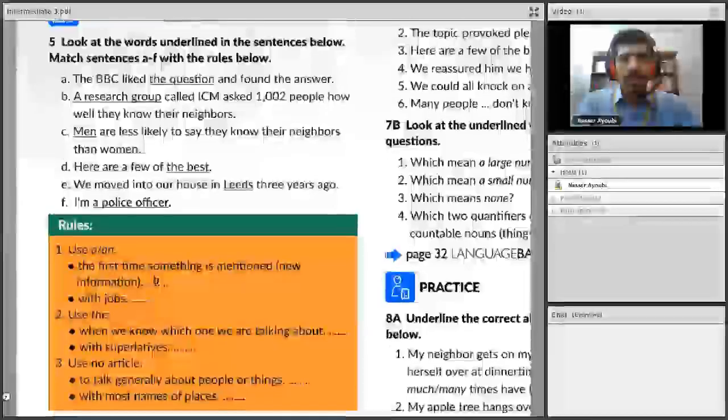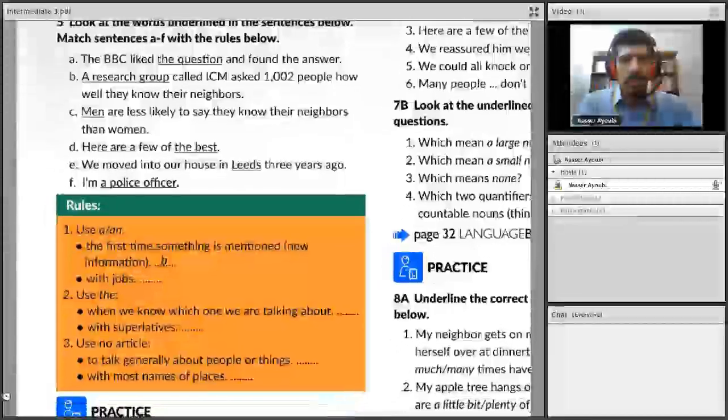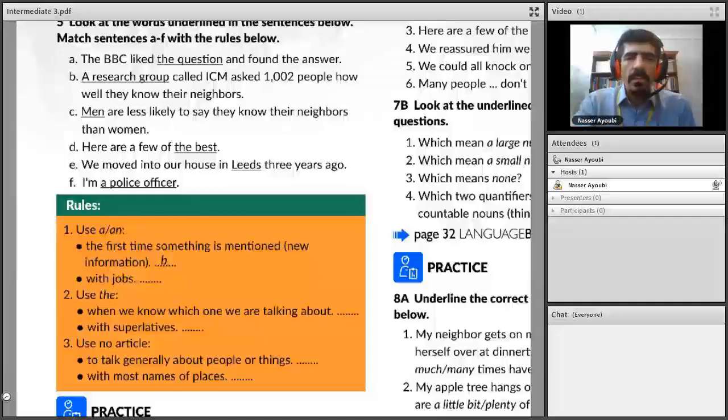Use a or an. So we are going to give example of the previous sentence. Use a or an. The first time something is mentioned means new information. So B is the example. The research group called ICM asked 1,002 people how well they know their neighbors. With jobs, we use a or an, such as the sentence in F.